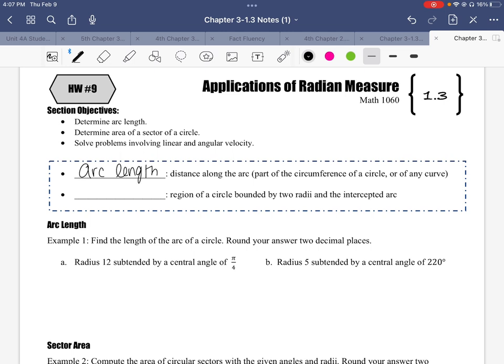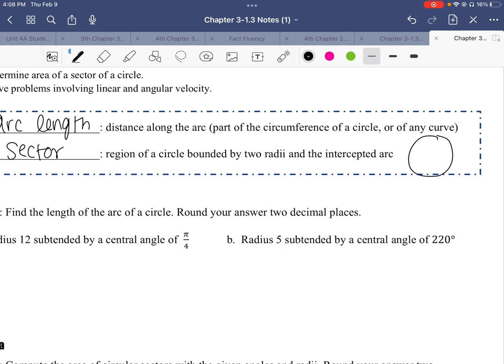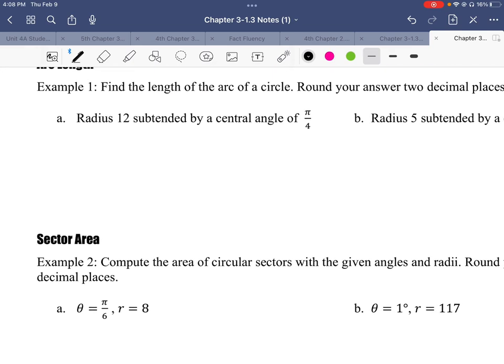You need to know about arc length, which is the distance along the arc of the circle. So pretty self-explanatory. You want the actual length of the arc of the circle. We're also going to talk about sector, and specifically sector area. And sectors are just a chunk of circle in between two radii. But here's your circle, here's a radius, here's a radius. This is a sector. Okay. So hopefully that's pretty self-explanatory too.